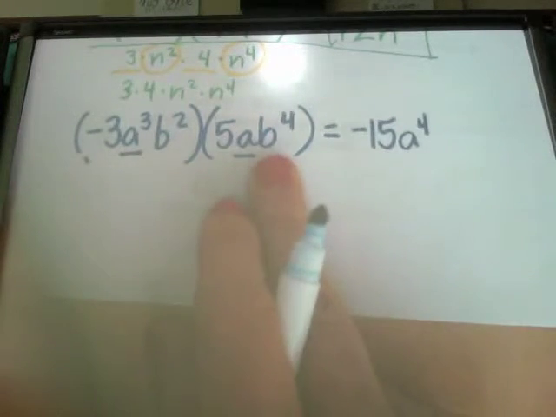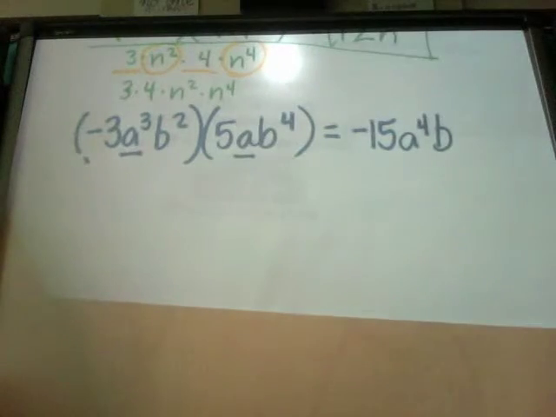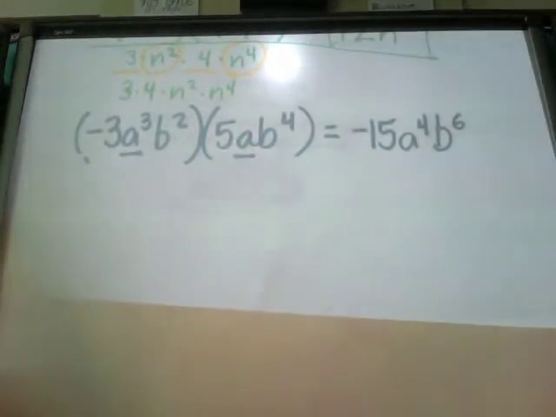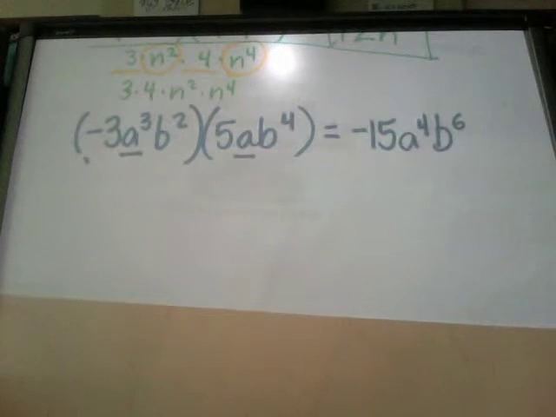Finally, our b's. What exponent will I have? I have b squared times b to the fourth. Leanna? 6. Good. We add the exponents. There's our answer. So today it's just going carefully and slowly, watching for negatives, keeping an eye on all of your exponents and all of the variables, and making sure that you go slowly and carefully.